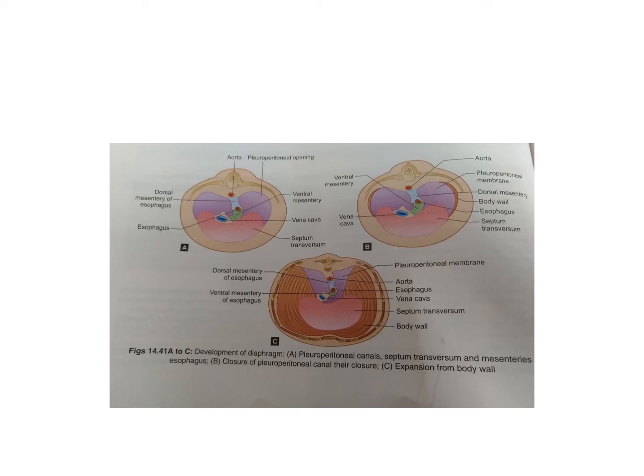Then on either side of the esophagus, there is a pleuroperitoneal canal. And slowly this pleuroperitoneal canal is closed by the pleuroperitoneal membrane. So until then, when it is open, the pleural and peritoneal cavities will communicate through the pleuroperitoneal canal. Now, by the sixth week, the septum transversum expands and it fuses with the ventral mesentery of the esophagus, the dorsal mesentery of the esophagus, and the pleuroperitoneal membrane.